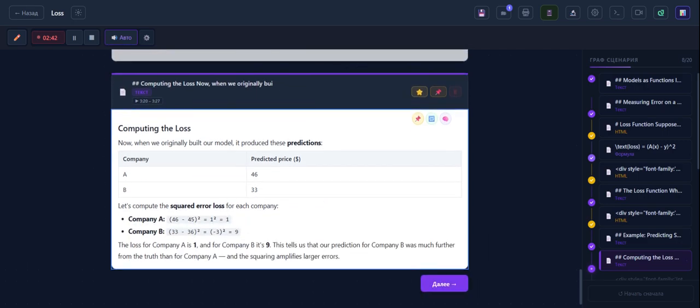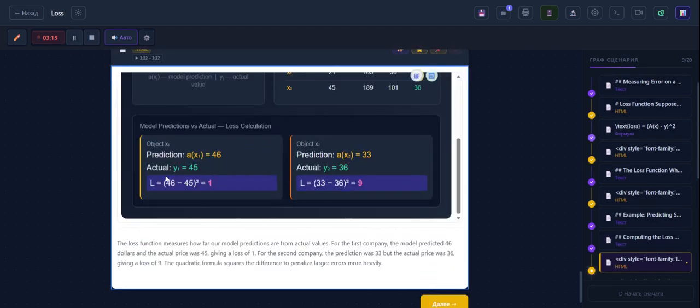So we subtract our prediction from the target value, or in the opposite direction, it doesn't matter. Anyway, we will square this result and we will get 1 and 9 for the second company. So we see that the prediction for company B was much farther than for company A. Again, object x1 got an error 1 and x2 got an error 9.